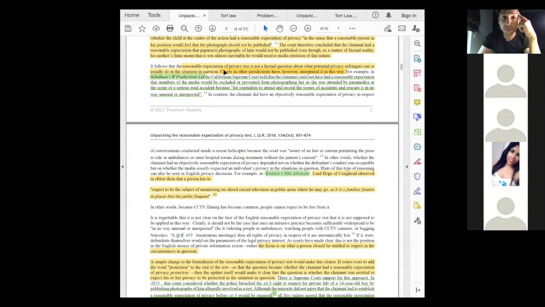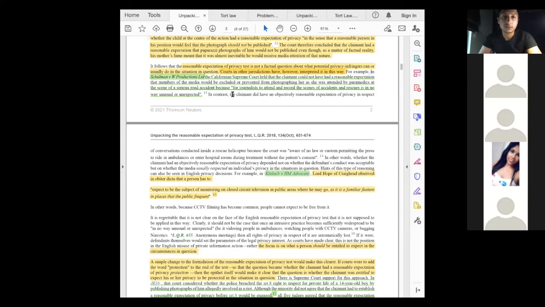A reasonable expectation of privacy test is not a factual question about what potential privacy infringers can or usually do in the situation in question. Courts in other jurisdictions have, however, interpreted it in this way. For example, in Shulman against W Productions Limited, the California Supreme Court held that the claimant could not have had a reasonable expectation that members of the media would be excluded or prevented from photographing her as she was attended by paramedics at the scene of a serious road accident, because for journalists to attend and record the scenes of accidents and rescues in no way was usual, unusual, or unexpected.